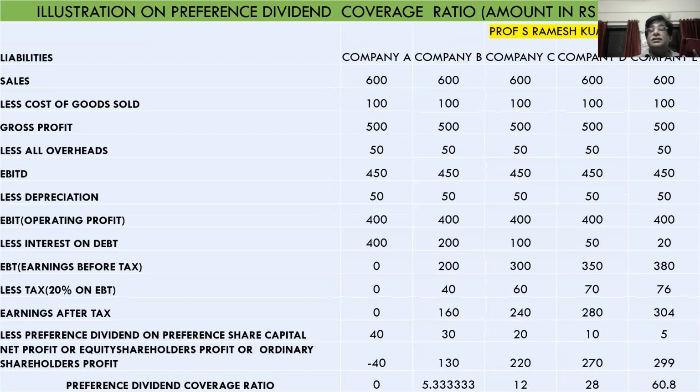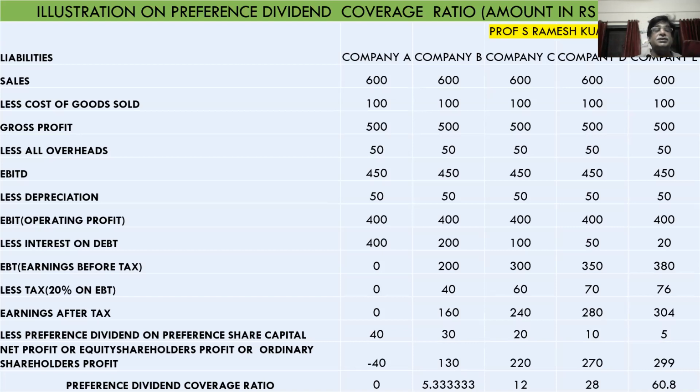Now, let's understand the next ratio, as I already told, the preference dividend coverage ratio. It speaks about the ability of the company to pay preference dividend to the preference shareholders, because they have taken money from the preference shareholders and they have promised to pay preference dividend. Now let's go to the example.